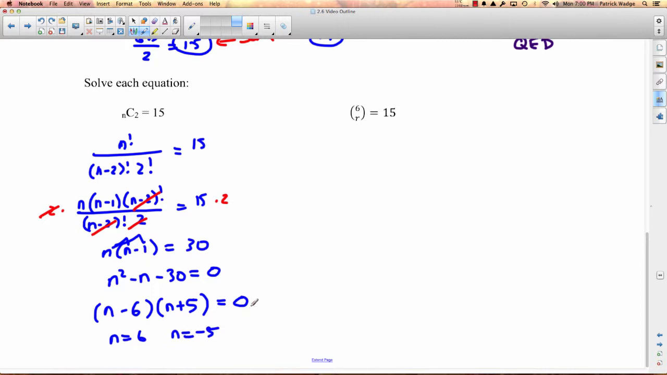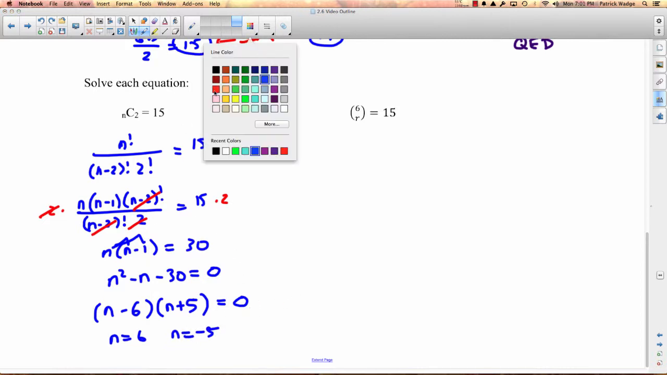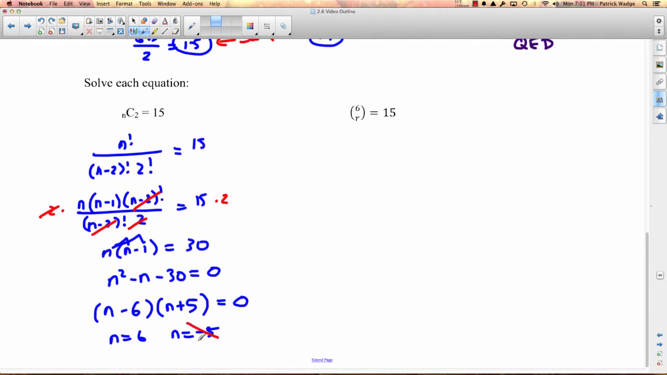Finished. Wait a minute. One of those answers I don't like. Which one? Negative 5. You can't have negative 5 things and choose 2 of them. That makes no sense. It has to be a positive number, or it could be 0. But it doesn't make sense to have negative. So my answer is 6. If you're not sure, try it. Do 6 choose 2, and you'll see that 6 choose 2 is definitely 15.